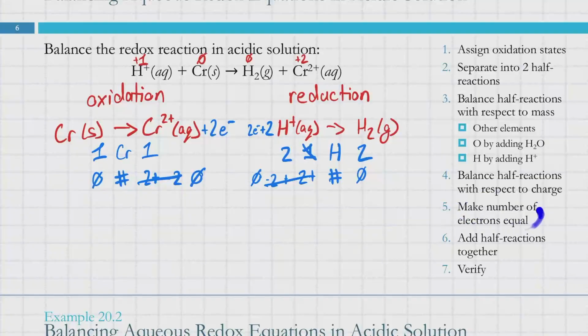Conveniently for us, the number of electrons are also equal. So we've got, for our reduction, 2 electrons on the left side. For our oxidation, 2 electrons on the right side. So we can just add the half reactions together.